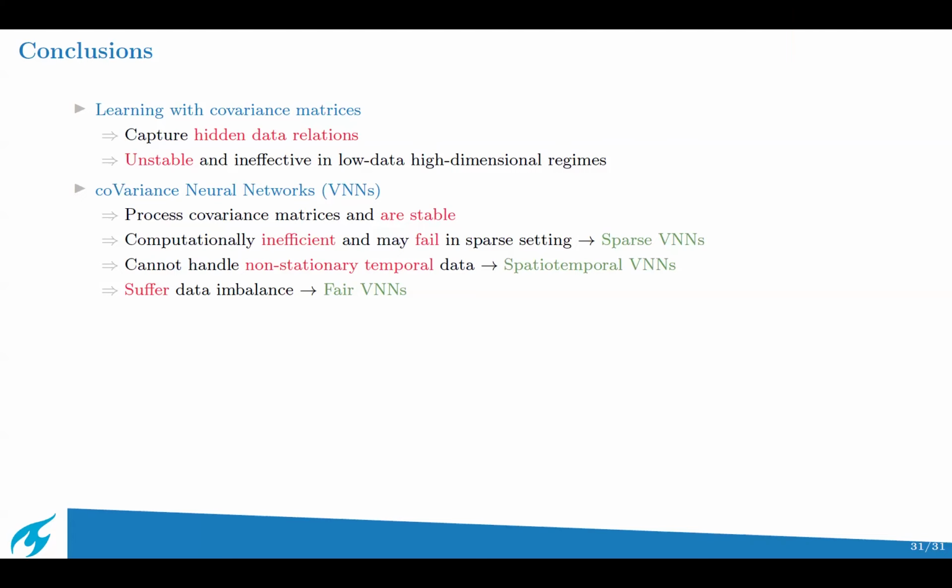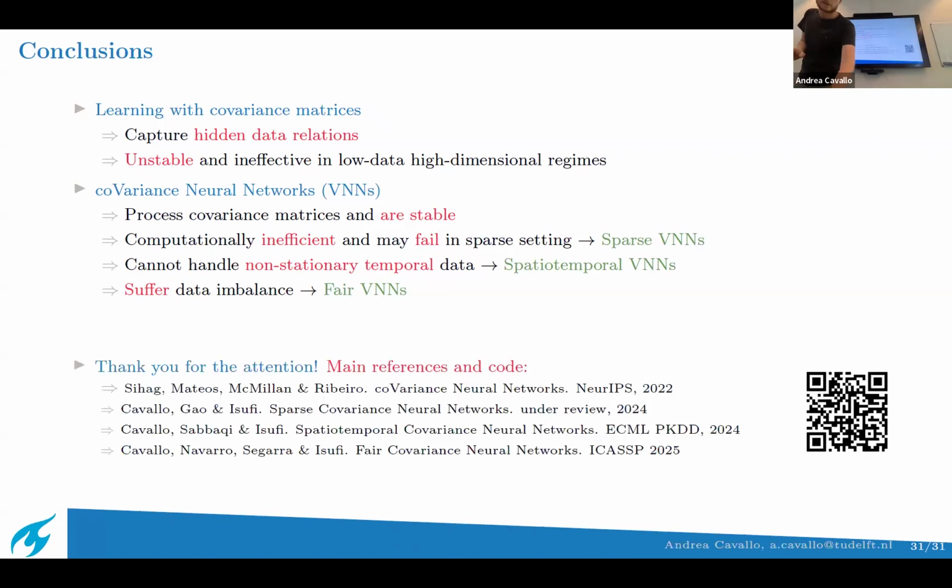We defined the spatial-temporal VNNs for spatial-temporal data, so we can account for streaming data, so temporal sequences. We can also extend this to non-stationary settings, so if my data distribution changes over time, I can adapt, I can keep training my neural network to learn from the new data. And then we dealt with data imbalance and biased data in general with fair VNNs, where we can trade off accuracy and fairness via different strategies.